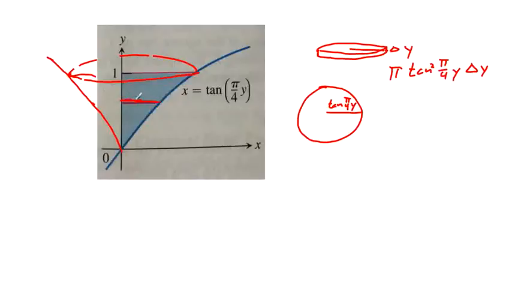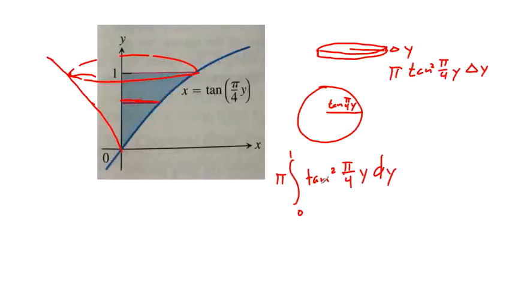And if I add every single one of these circles up, you're going to end up getting an integral from 0 to 1. And then the pi can get pulled out. And then I end up getting the tangent squared of pi over 4 y, and then dy. Delta y becomes dy because it's getting infinitely small. This little piece is going to get infinitely small.